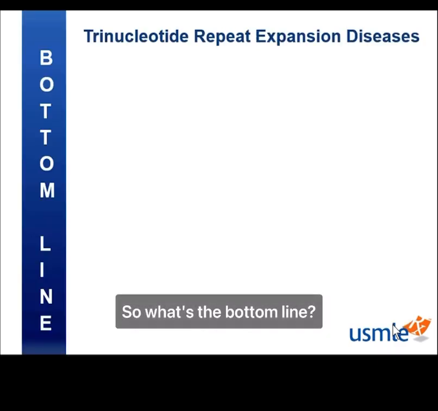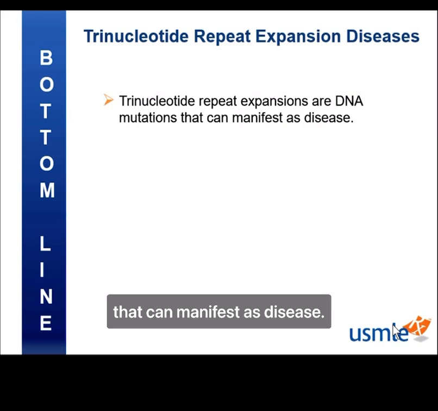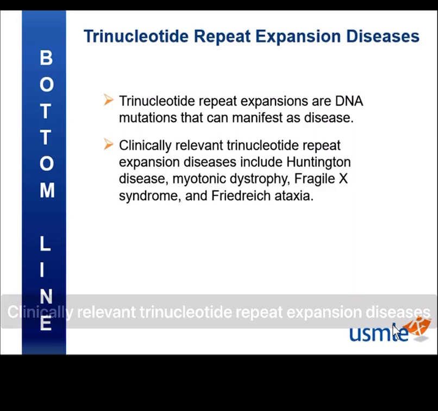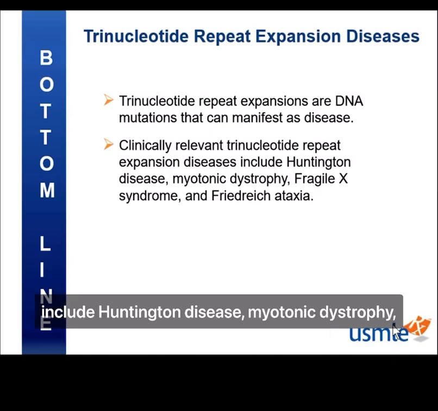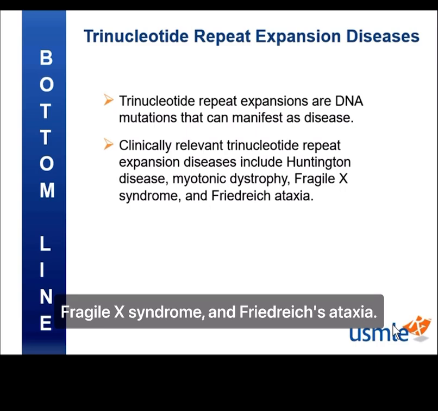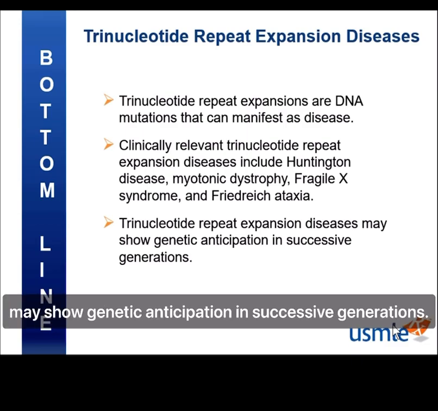So what's the bottom line? Trinucleotide repeat expansions are DNA mutations that can manifest as disease. Clinically relevant trinucleotide repeat expansion diseases include Huntington disease, myotonic dystrophy, Fragile X syndrome, and Friedreich's ataxia. And trinucleotide repeat expansion diseases may show genetic anticipation in successive generations.